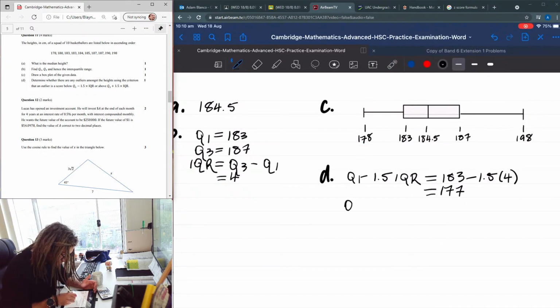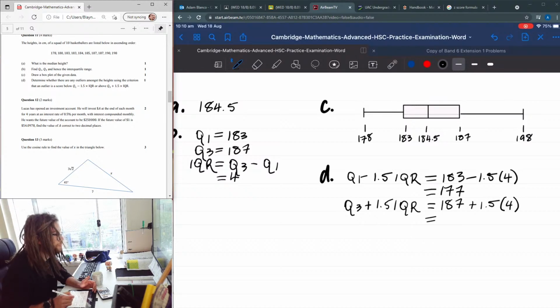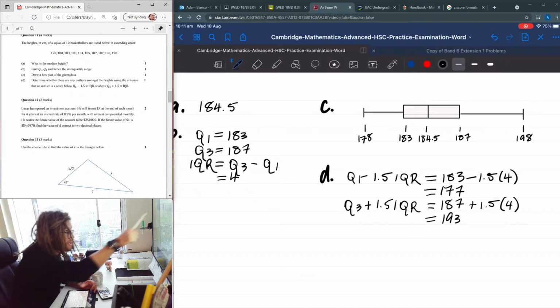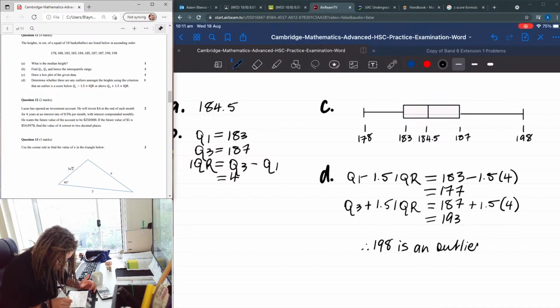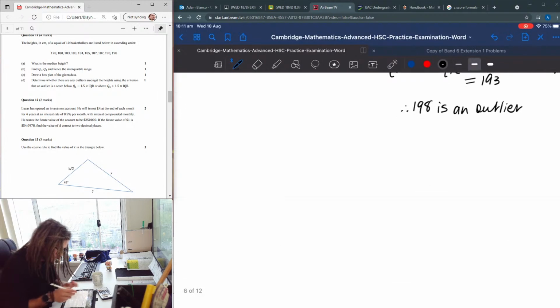Then what's the other one? Q3 plus 1.5 IQR. So that's 187 plus 1.5 times 4. That's equal to 193. So 198 is an outlier. Is there anything else? What's the data? 190, 198. Okay, so therefore 198 is an outlier. Cool. That's question 11. Question 12.